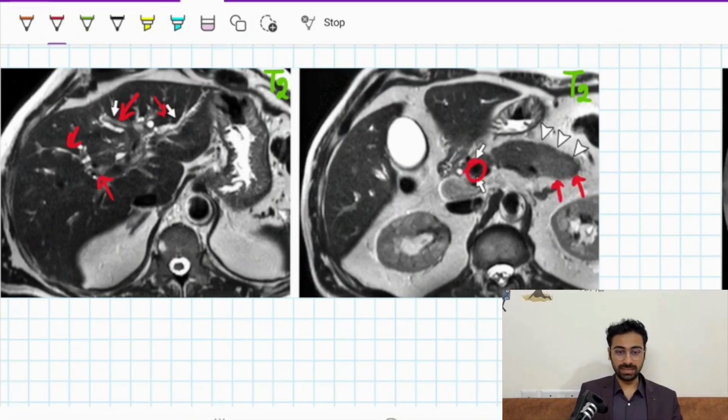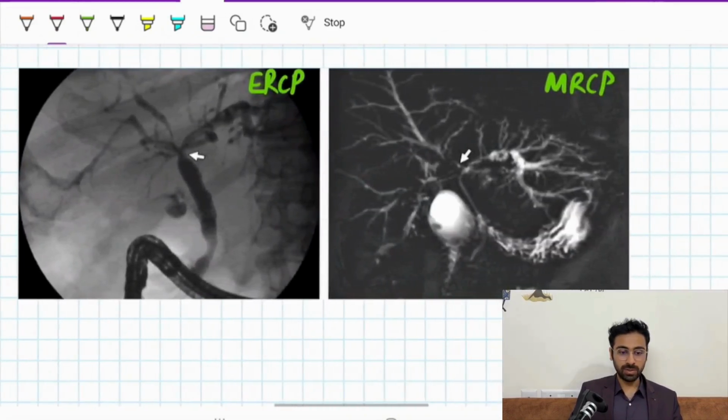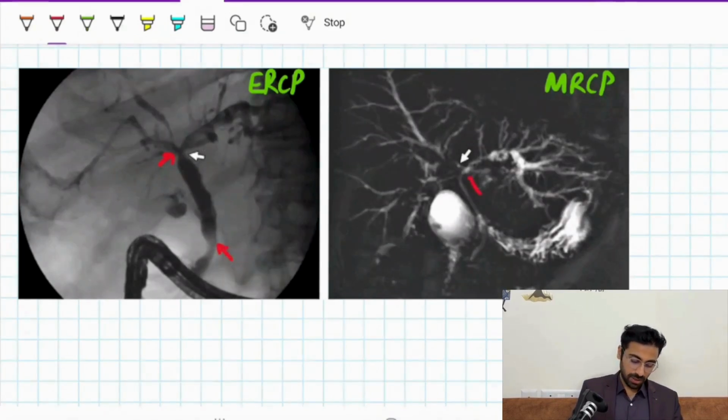So, as I said, if the patient has sclerosing cholangitis, there is a 90% chance that he also has autoimmune pancreatitis, as in this case. In the same case, ERCP and MRCP was performed. In ERCP, we can see that there are multiple strictures associated with dilatation. The same can be confirmed on MRCP.